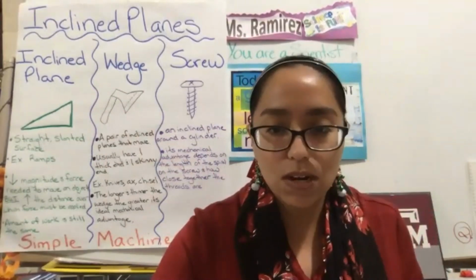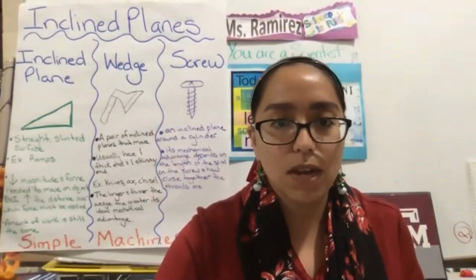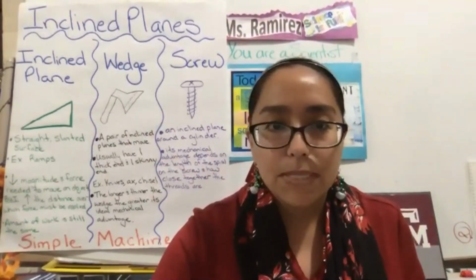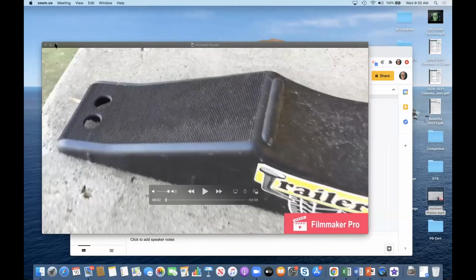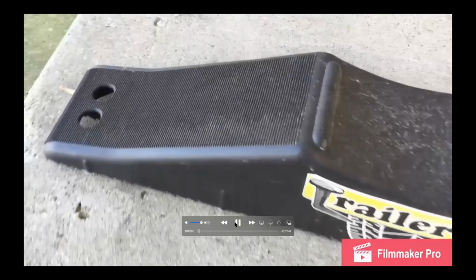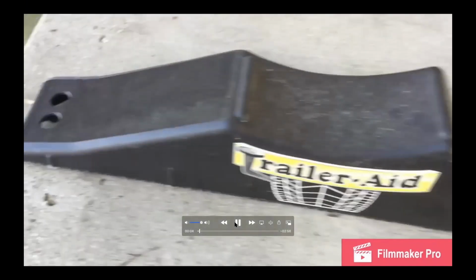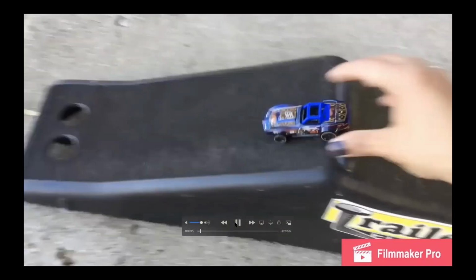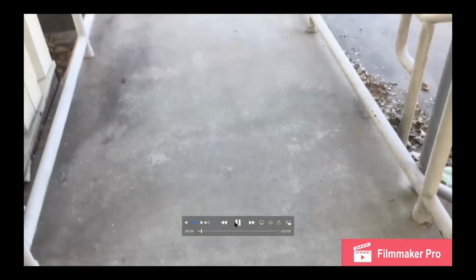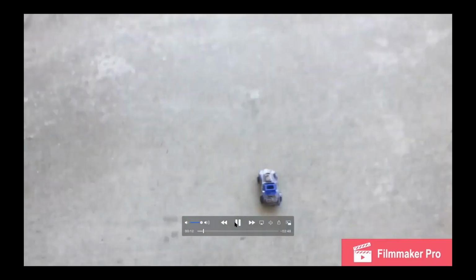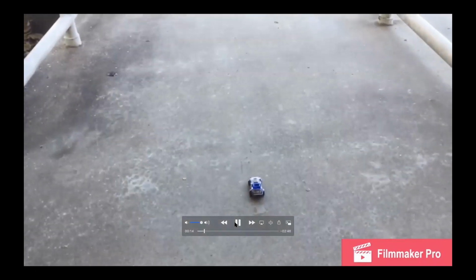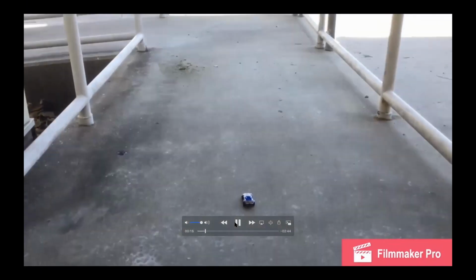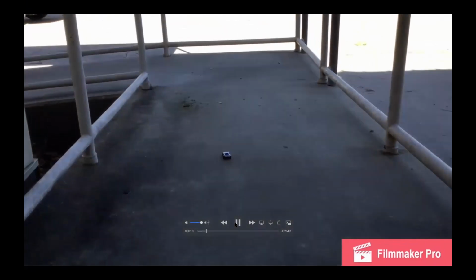So let me share my screen with you guys, and let me get that video going. What you're seeing here is a trailer aid, and it's apparently used to raise flat tires on the tractor, but I used it for fun with my toy car. Here's a handicap ramp, and I'm pushing a toy car through there.